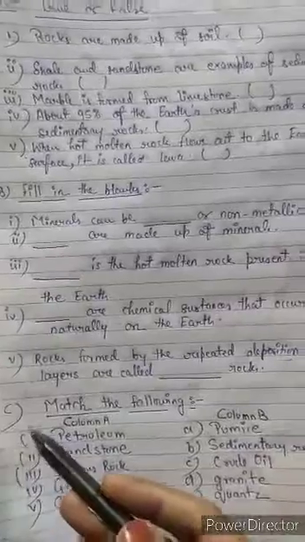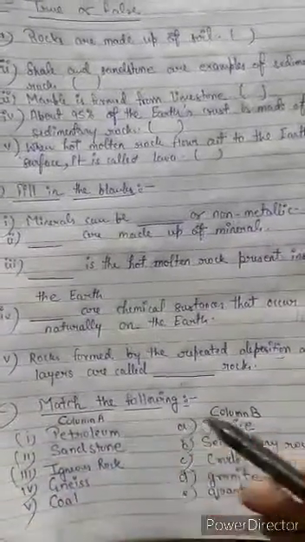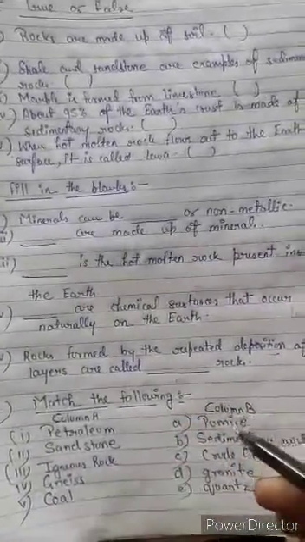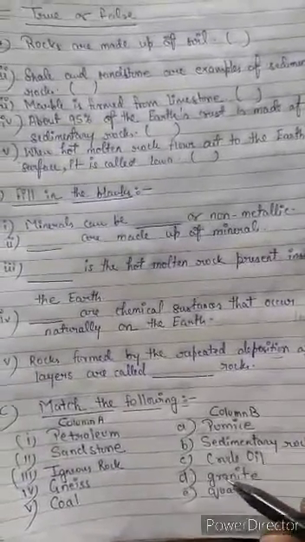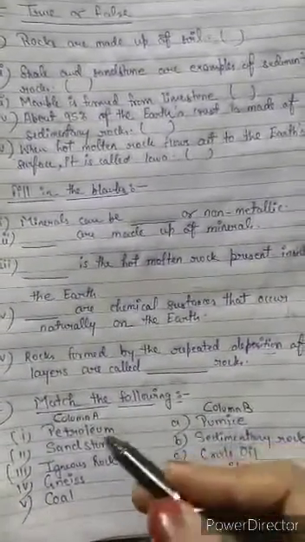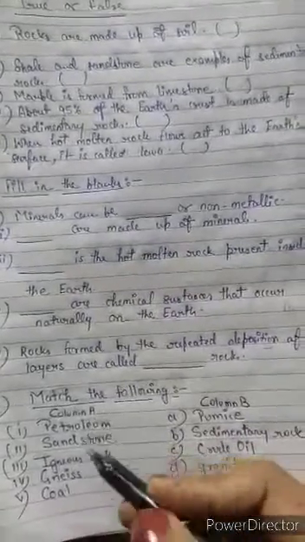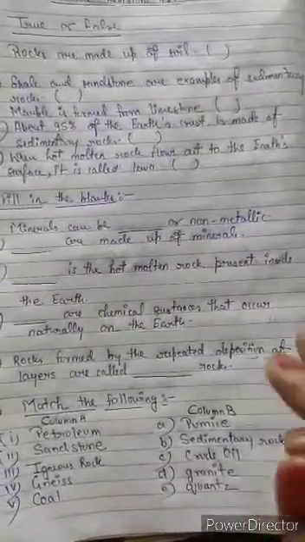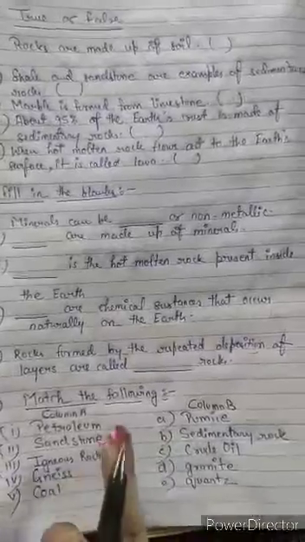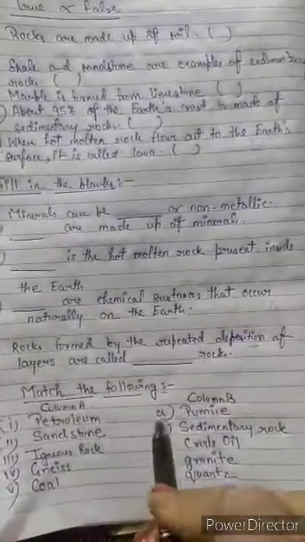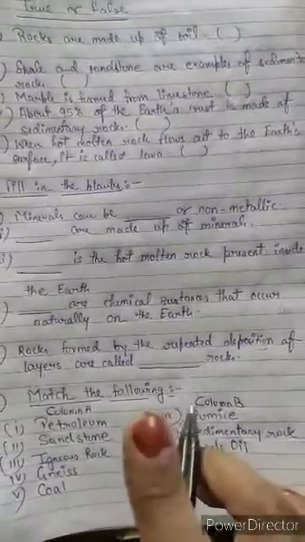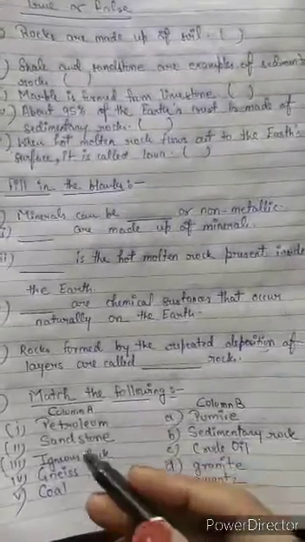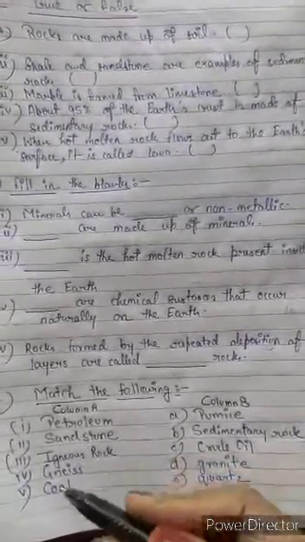Now in the third section, that is match the following. Here two columns are given, column A and column B. You have to match column A with the correct option of column B. Either write the correct option in front of each item written in column A, or do the correct numbering. In these two ways you have to match the columns, but no need to do crisscross over here. I hope it is clear. The first option is petroleum. You have to match petroleum among these options: sandstone, igneous rock, gneiss and coal.